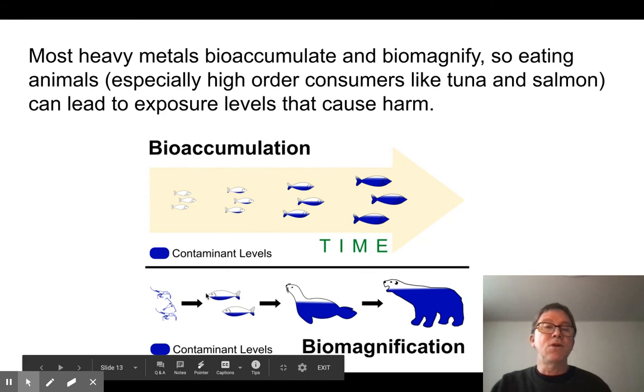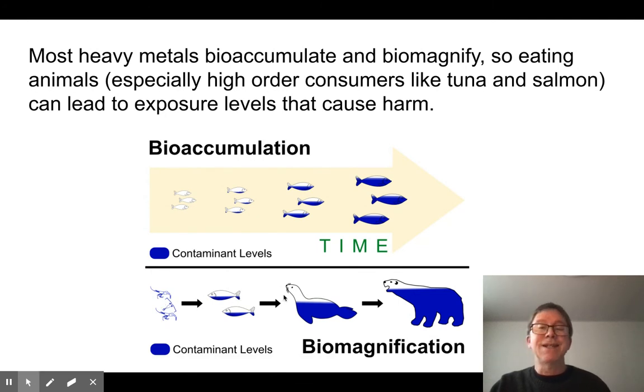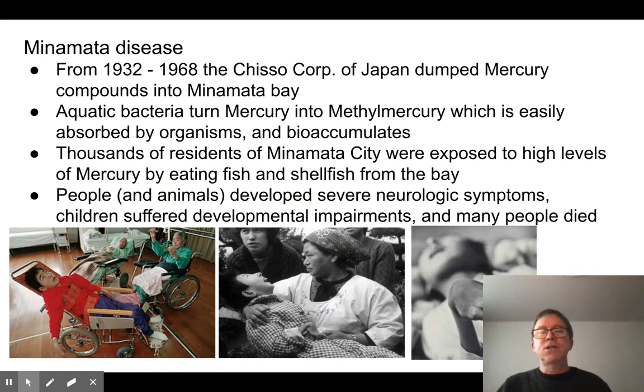So that when you go from one trophic level to the next, the amount of toxins can go up by a factor of 100, 1,000, a million. It can go up tremendously. So let's just talk briefly about a couple, at least one particularly tragic, of these. Okay, one is Minamata disease, and they will probably ask you about this on the test. They've definitely asked about it in the past.